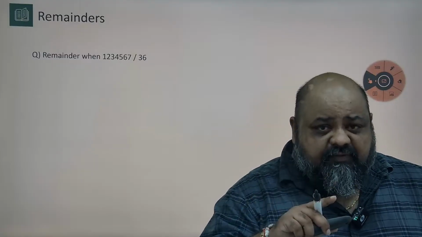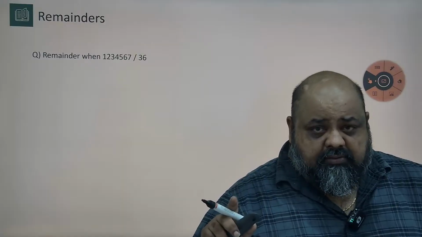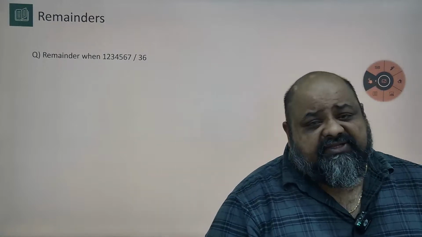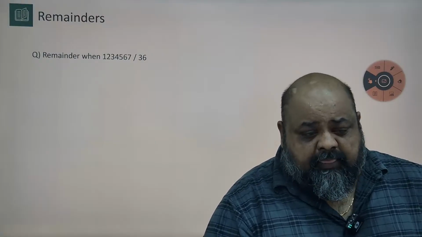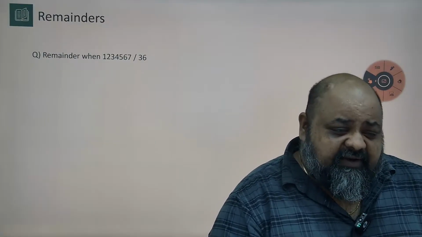So if a number is divisible by 4 and 9, divisible by 4 as well as by 9, then it will be divisible by their LCM, which will be 4 into 9, 36, right? So in a question like this, I am breaking down the denominator. 1234567 divided by 36. 36 is 4 into 9. So I check for those numbers.